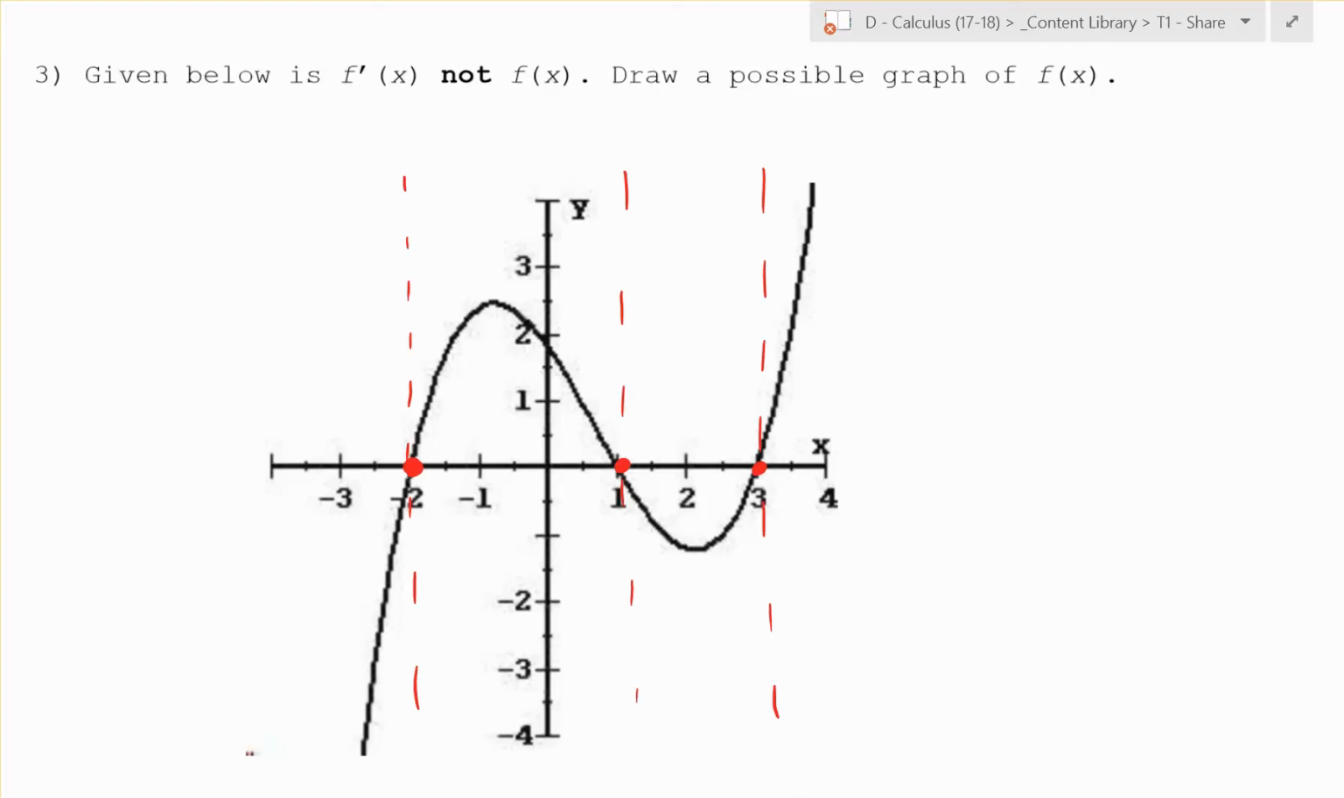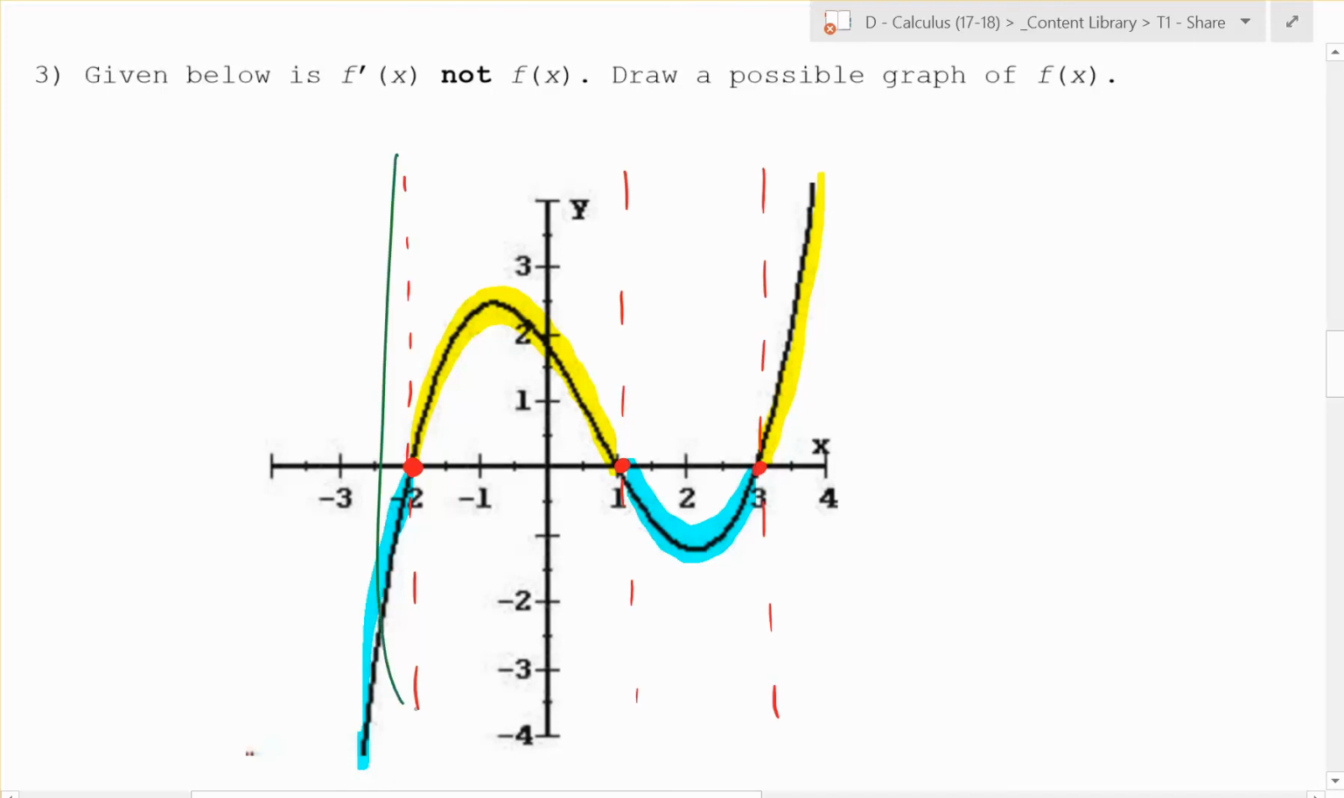We've used yellow before for increasing, so where the derivative is positive, the function has to be going up. So that's going to be like this. The function will be increasing wherever that's yellow. And then below the x-axis means it's going to be decreasing. So let's start off with the zeros here.